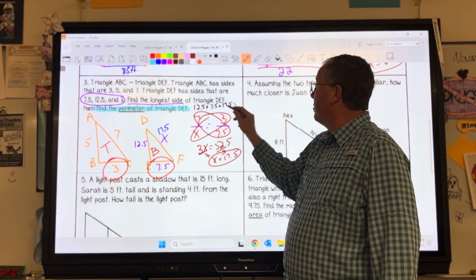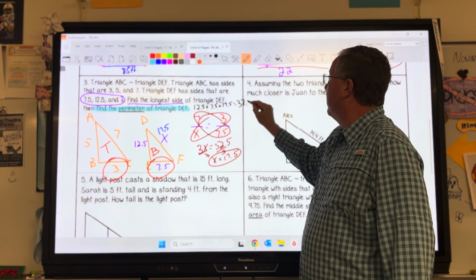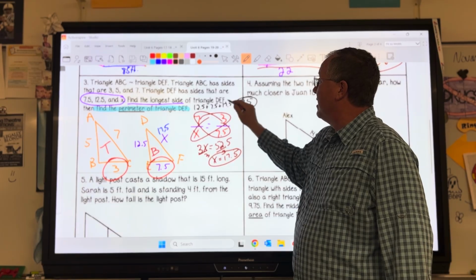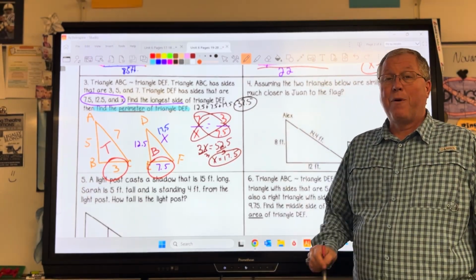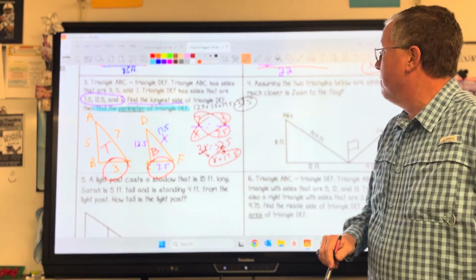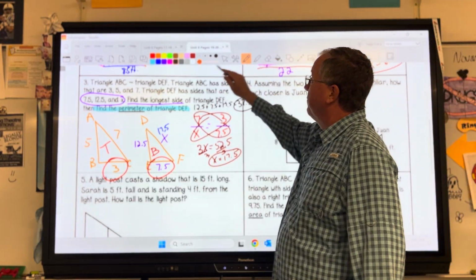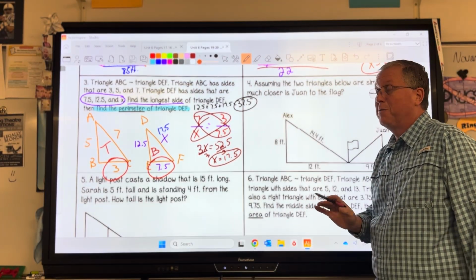This gives me 20 plus 17.5. That's 37.5. That is my final answer for my perimeter of DEF. Okay? Moving on to our next one. Number 4. Again, if I'm moving too fast, you can always pause and go back.